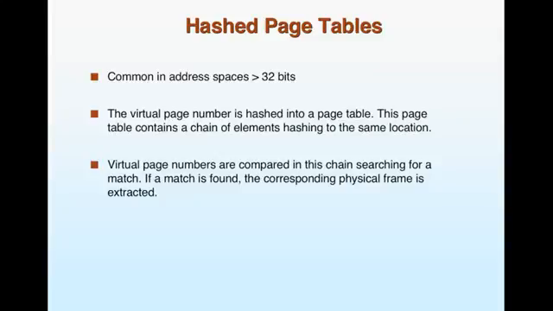Hash page tables are common when the address space is big, essentially above 32-bit. The virtual page number is hashed into a page table. The page table contains a chain of elements hashed to the same location. It's a great lookup scheme. Virtual page numbers are compared to the chain, searching for a match. If a match is found, the corresponding physical frame is extracted from that.